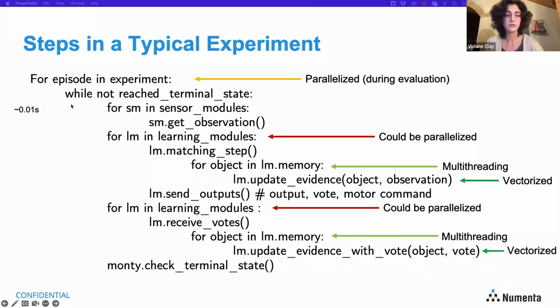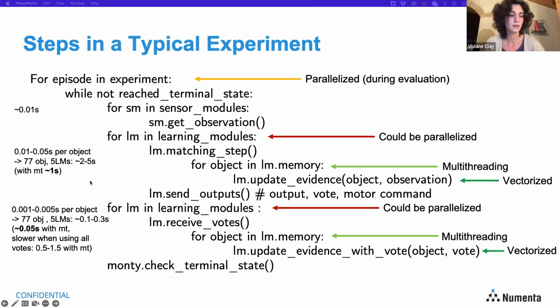Getting the sensory observation takes about 0.01 seconds. It's pretty fast compared to the rest. This is the slowest step, updating the evidence for each learning module given an observation. That takes about 0.01 to 0.05 seconds per object. If we scale that by having to do it for 77 objects and 5 learning modules, it adds up to about 2 to 5 seconds. With multi-threading, it takes about 1 second.